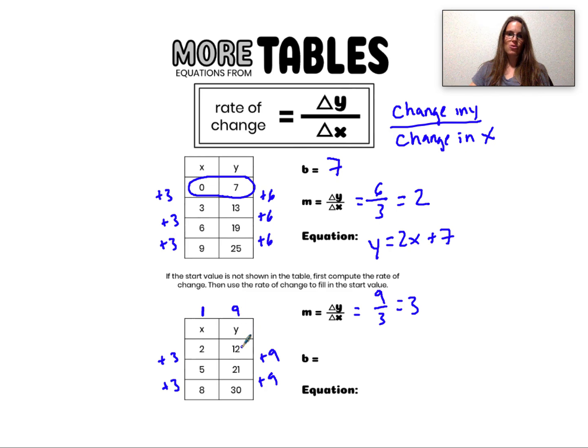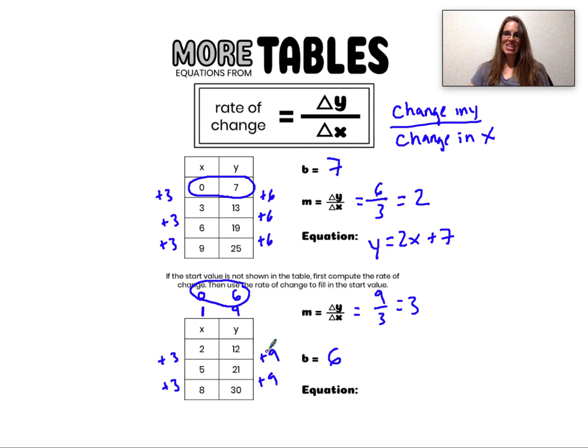So I'm working backwards. Instead of going forward, adding 3, adding 3, adding 3, when I'm working backwards, I subtract that rate of change. I need to go backwards one more time to find the value of y when x is 0. So subtracting 3 one more time, this tells me my start value. My value of y when x is 0 is just 6.